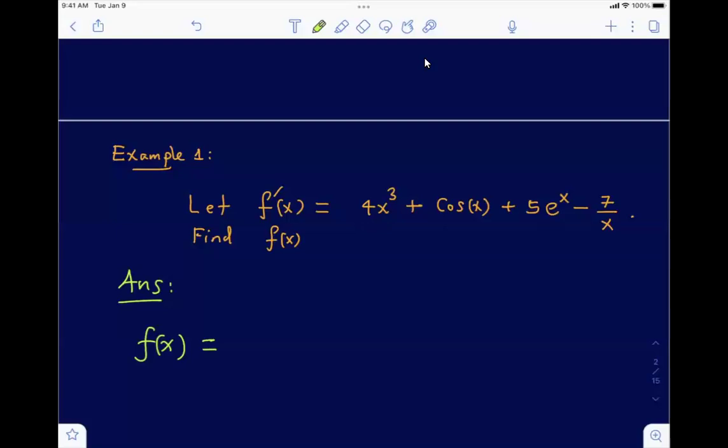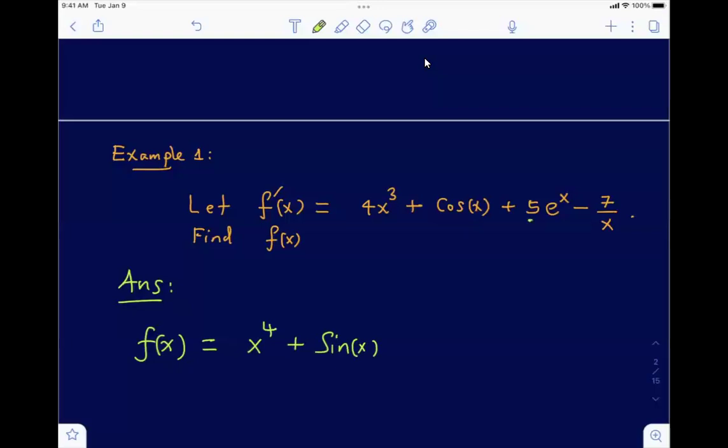All right. So when you consider 4x cubed, that is exactly coming from x to the fourth. If you differentiate x to the fourth, we know it will be just 4x to the third. And then we know the derivative of sine x coincides with cosine x. So the answer that I need to write here is sine x as the antiderivative of cosine x.